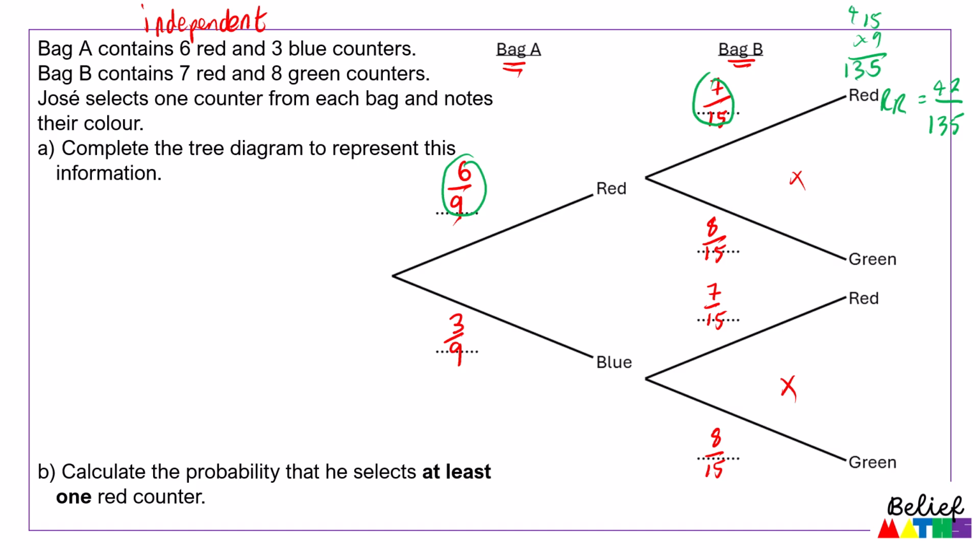The second one, red and green, 6 times 8, 6 eighths are 48, and again we're doing that 9 times 15, so 135 on the bottom. Third one, blue-red, is 7 times 3, or 3 times 7, which is 21, again over 135. And then finally blue-green, 3 times 8, which is 24, over 135.